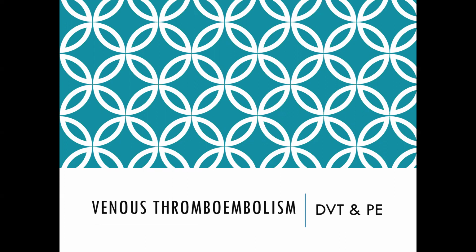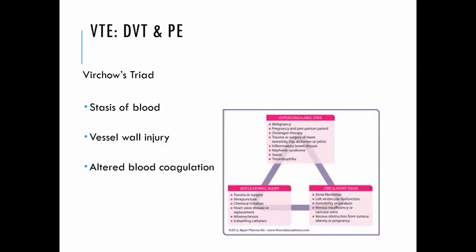VTE includes things like DVT and PE, deep vein thrombosis and pulmonary embolism. So VTE, risk factors for development. There's a thing called Virchow's triad, and it talks about three main categories that play a role in VTE development. The first one is stasis of blood. Stasis of blood occurs a lot of times when the client is immobilized for some reason or on bed rest. We know that there's a decreased blood return from the legs, 50% if the patient's not up moving. So examples of things that cause stasis: paralysis, anesthesia, even varicose and dilated veins, and decreased blood flow cause venous stasis.